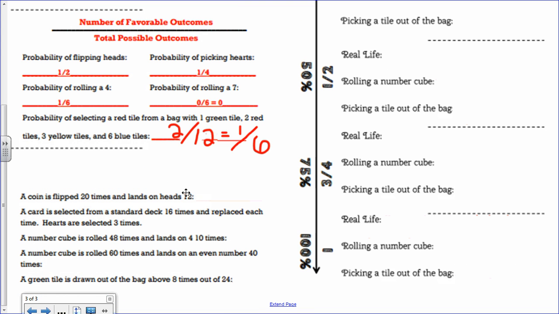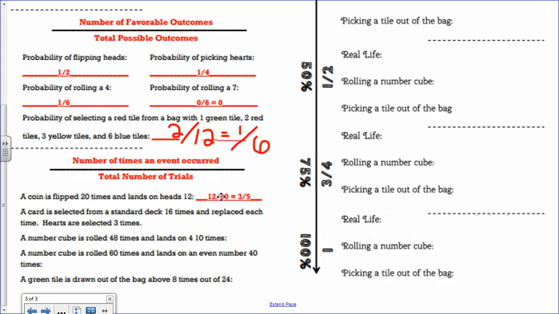Next is experimental probability. Experimental probability is a little bit different because it's not done out of the number of favorable or the possible. It's the number of times it actually happened or occurred out of the total number of trials. You guys should remember this from when we were spinning the spinner last week. So if a coin is flipped 20 times and lands on heads 12, our probability would be 12 out of 20 or 3/5.